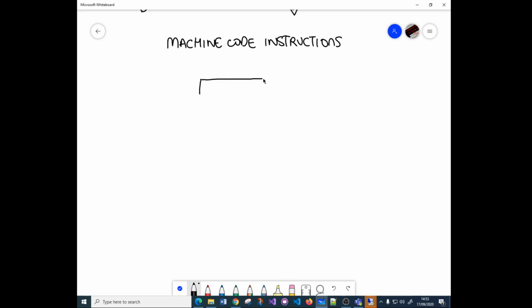So they are a pattern of bits, and we split that pattern up into these two base elements. But actually there's three, but we'll get onto that. Right, so we've got the opcode component, and we've got the operand.